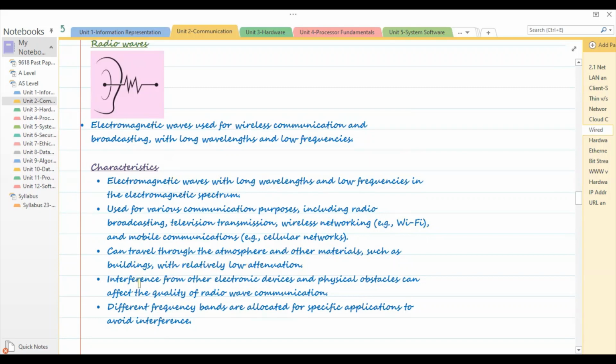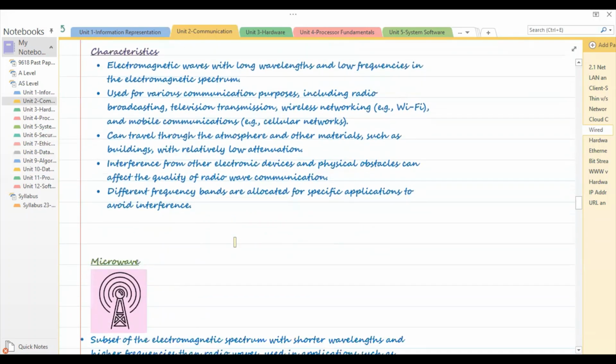However, there is interference from other electronic devices, and physical obstacles can affect the quality of radio wave communication. Different frequency bands are allocated for specific applications to avoid interference. As I gave the example of radio, there are different frequency ranges allocated, so as to avoid interference, right?